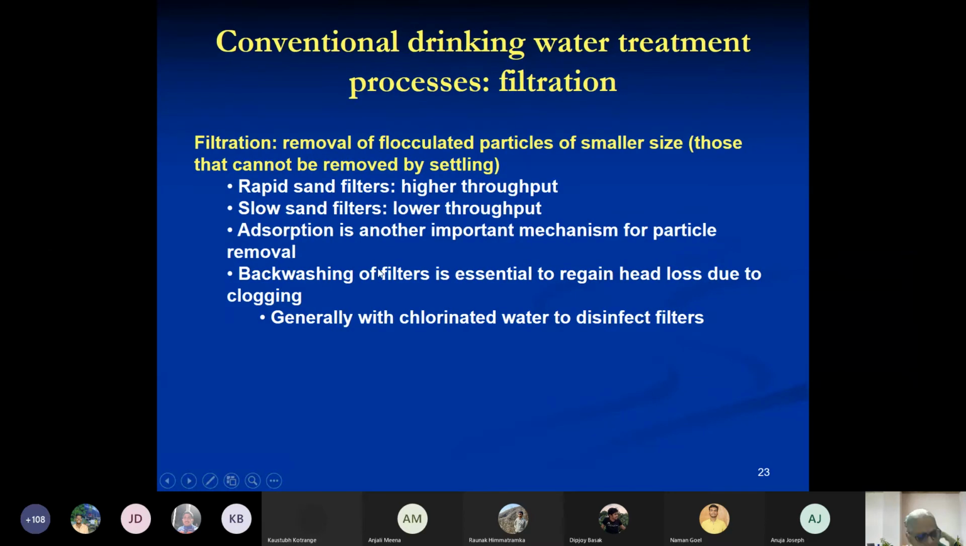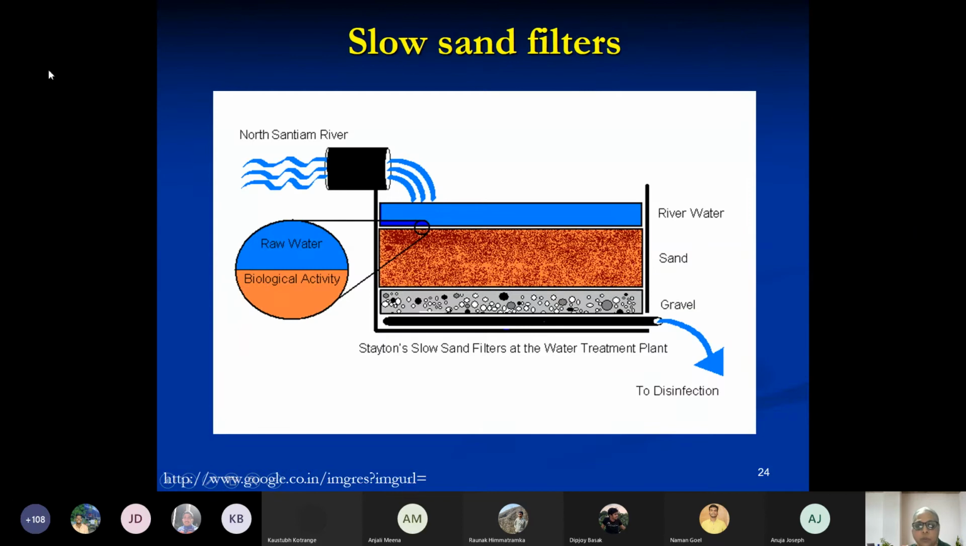Adsorption is another mechanism for particle removal. So other than the simple filtration, now simple filtration means the particles that are there are going to be caught in the pores and removed through the filter. And then we have adsorption, which is another mechanism. Adsorption means the particles will stick to the filter grains. Okay, so that is another one. Now, let me show you something before we go too far.